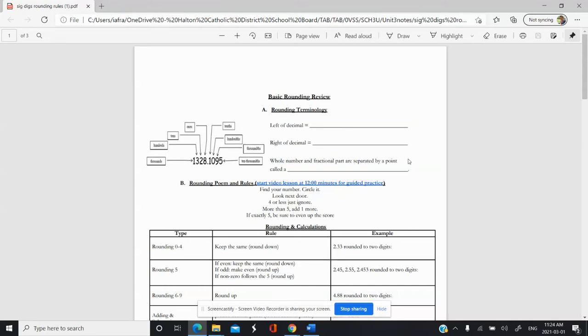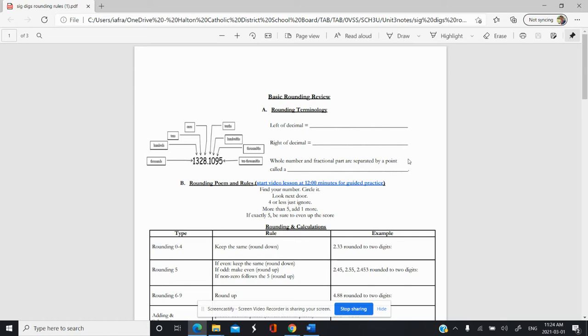In this video, we're going to review how to do some rounding, and we're also going to tie that in with significant figures. So please make sure that you watched the significant figures video or did that lesson before coming to this lesson here.